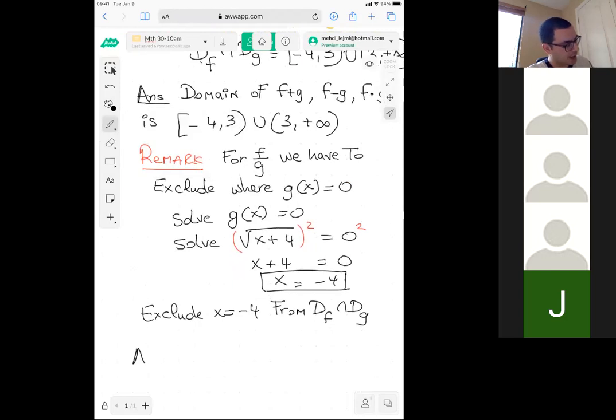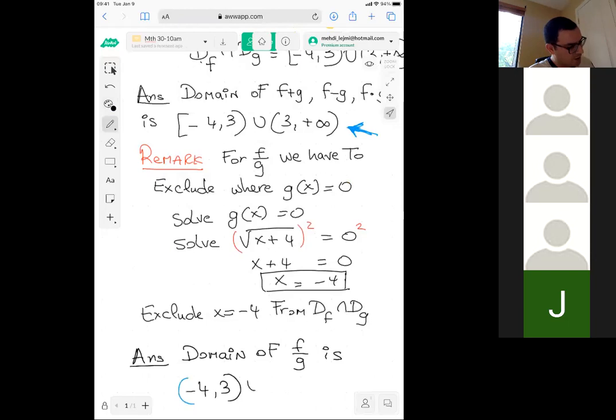So the domain of f over g is, you see here, this is your common or intersection domain, right? The negative 4 is included. Now for f over g, what I'm saying is you have to exclude the negative 4. So the answer would be negative 4 excluded, 3 excluded, of course, union with 3 to positive infinity, right?